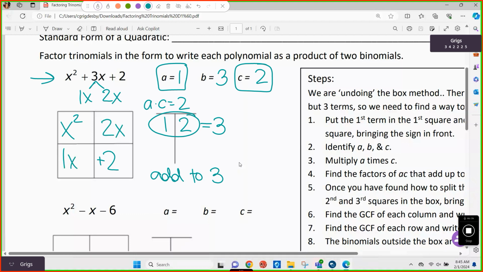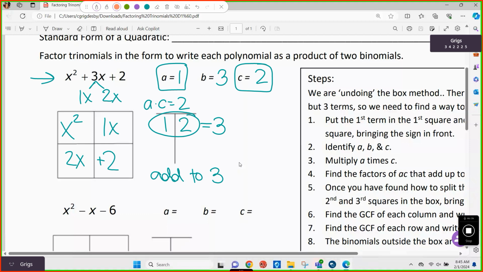Wait, can you put 2x up there and 1x down here? I'm not sure. You want me to do it the other way? Okay, I'll switch it. You should be able to do it either way. Keep it whatever way you need it.